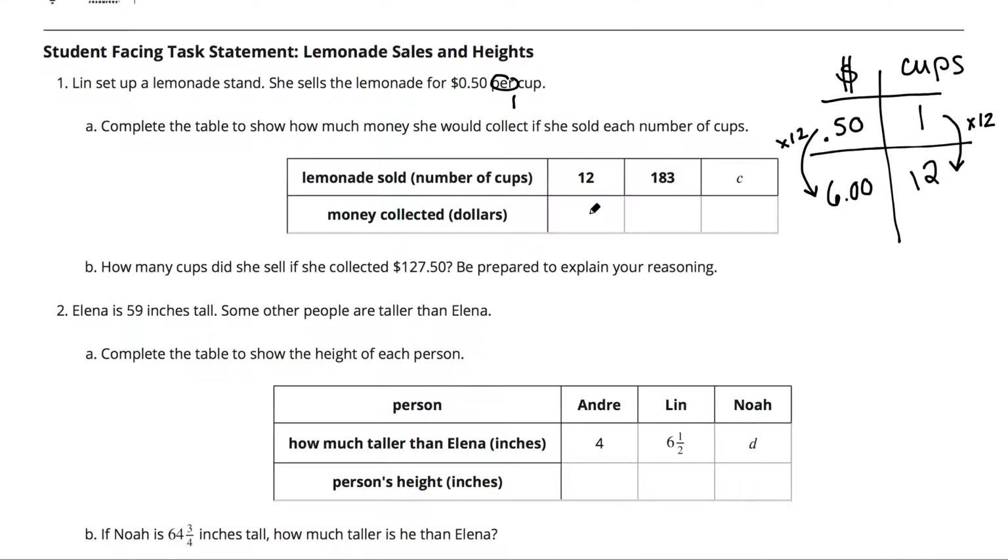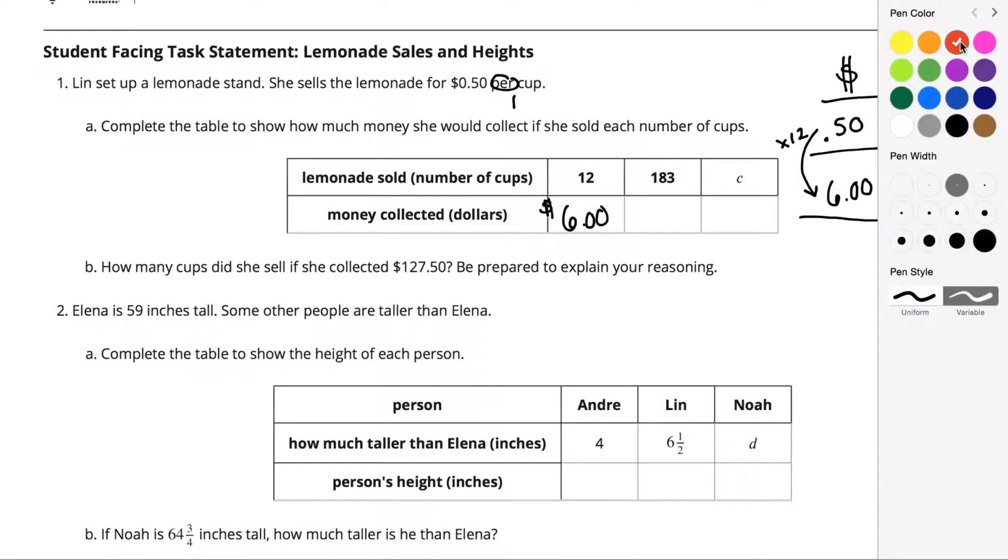All right, so I can say that it's $6 for my 12 cups. Okay. Next, I'm going to do 183. Let's change colors just so you can see that piece a little bit better. Let's do the blue.